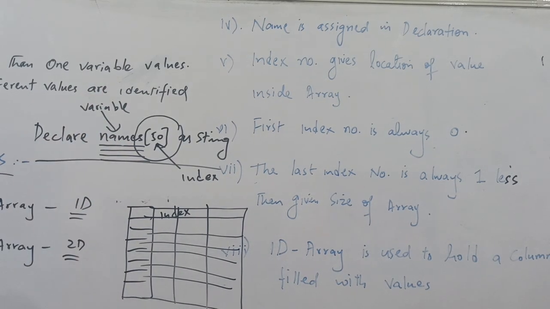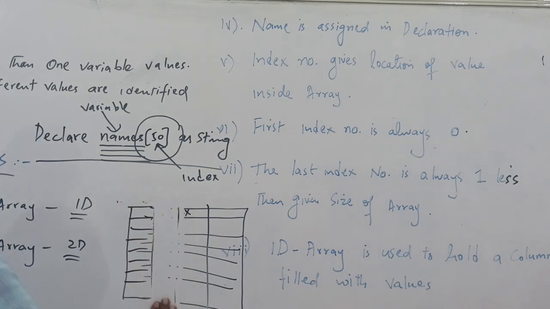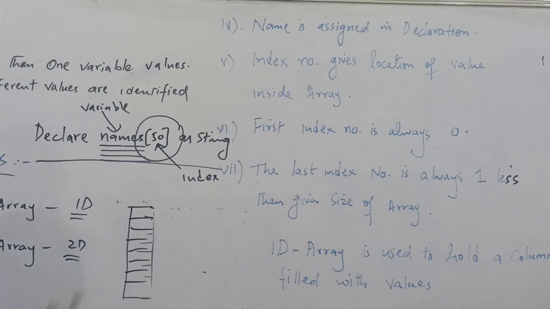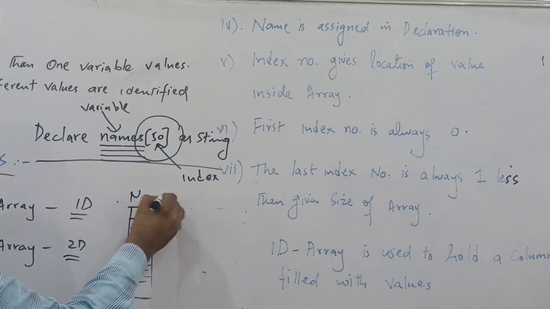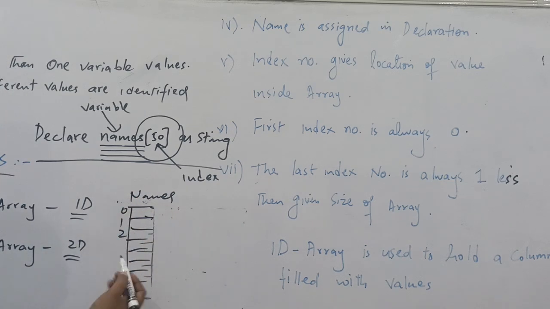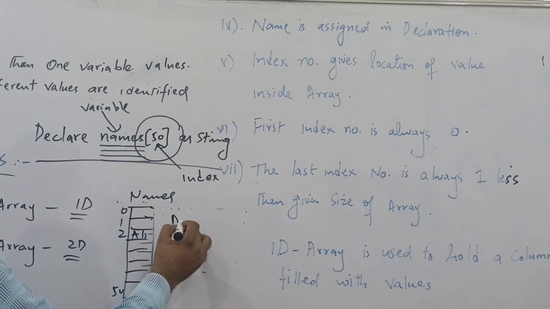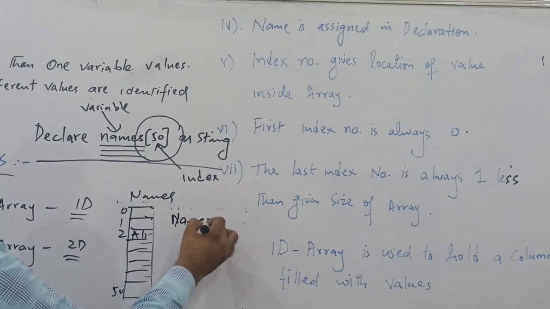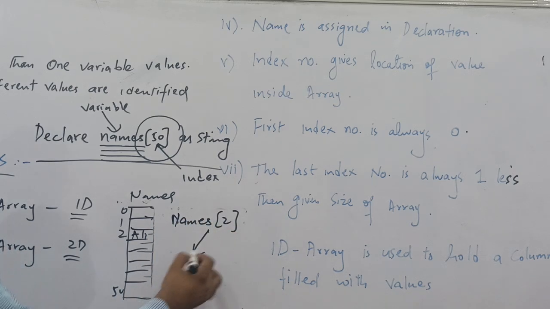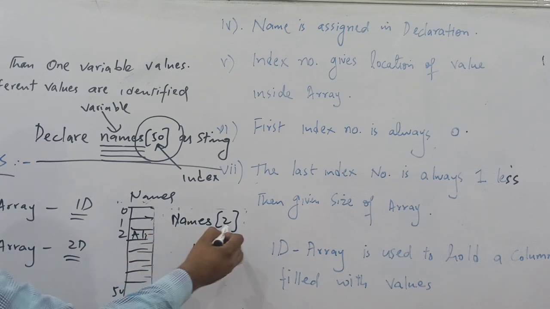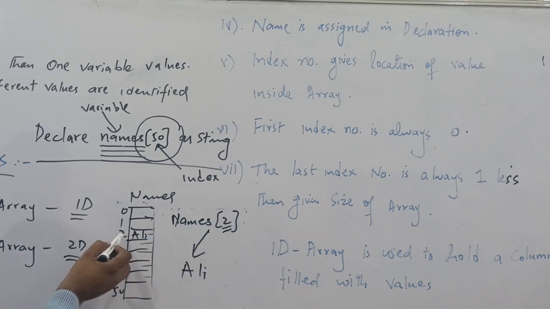Point number 5, the index number gives the location of the value in the array. If this is your one-dimensional array, this is your names, this is 1, 2, 3 up to say 50, and here a name Ali is stored in index number 2. So when you write names[2], this will always refer to Ali because you are writing index number 2, and what is stored in index number 2, that will be the answer.